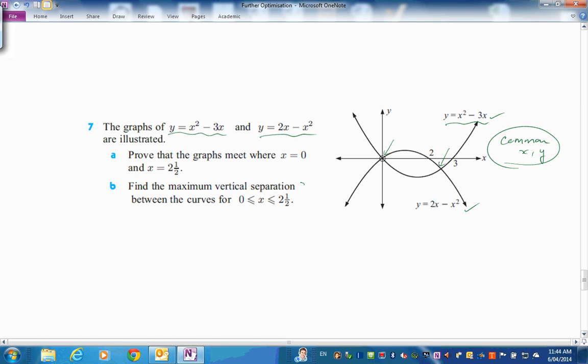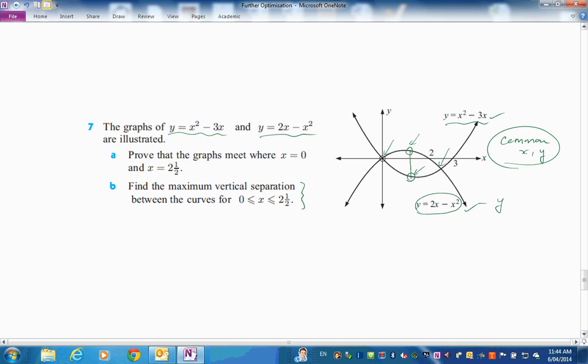Find the maximum vertical separation. Well, it looks like it's somewhere in here. That separation, which is what? The y on top minus the y on the bottom. And we have formulas for both of these. That gives you a few hints. Okay, have a go. Try to go through exactly the same procedure.